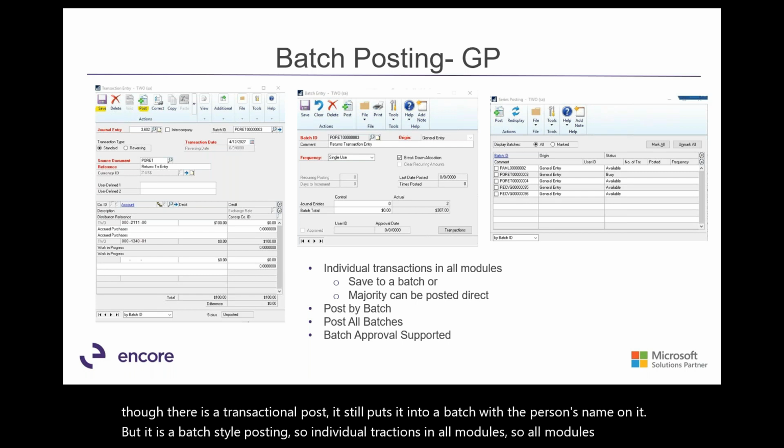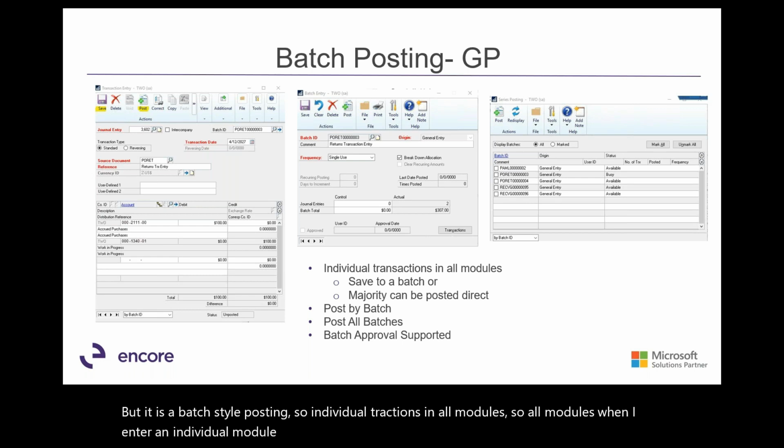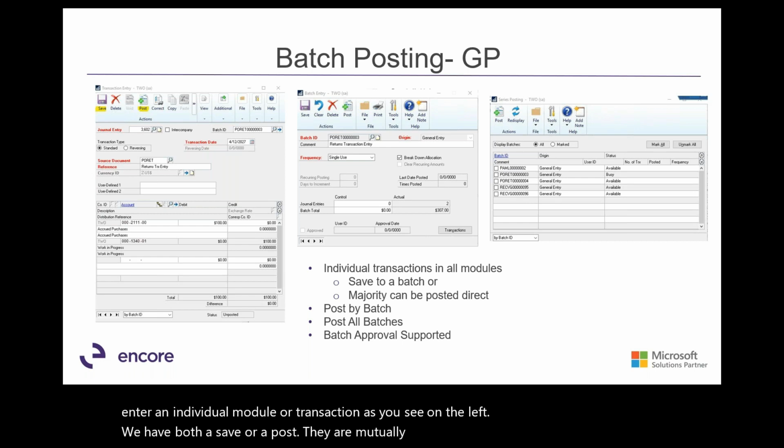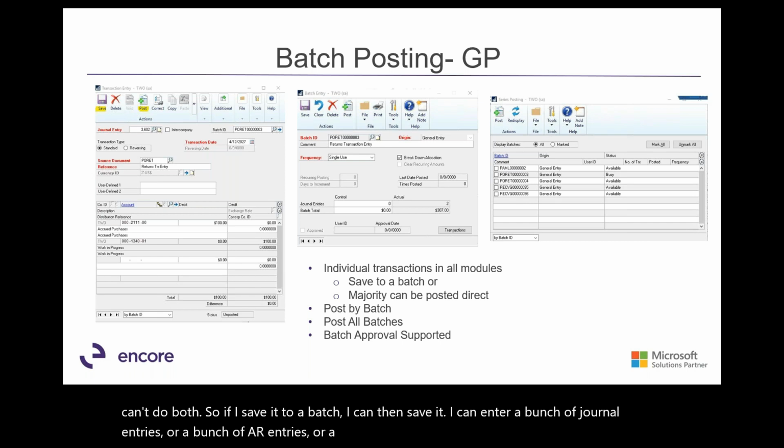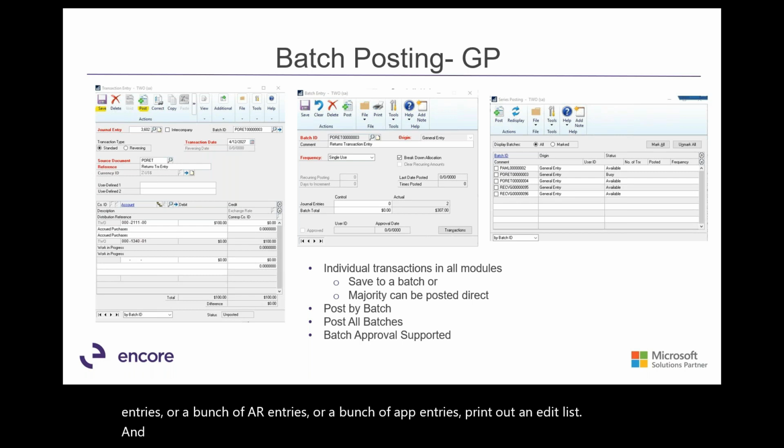When I enter an individual module or transaction, as you see on the left, we have both a save or a post. They are mutually exclusive. We either save or we post. We can't do both. So if I save it to a batch, I can enter a bunch of journal entries or a bunch of AR entries or a bunch of AP entries, print out an edit list, and get it approved, and then come back and post the whole batch as a set.